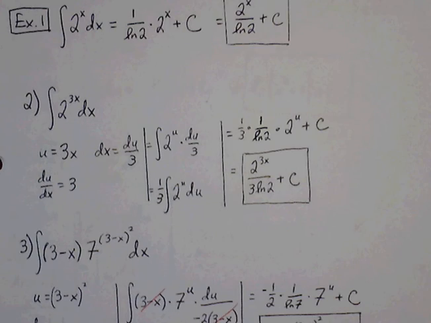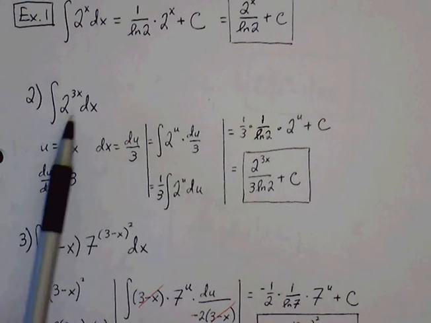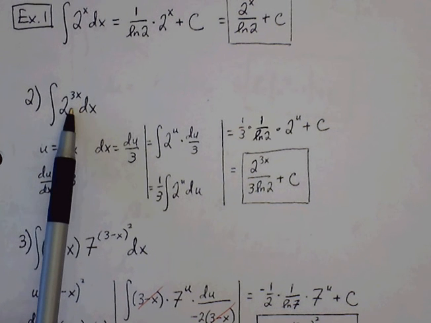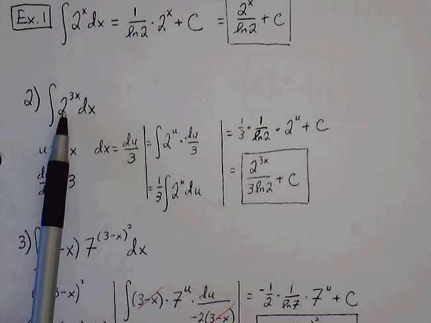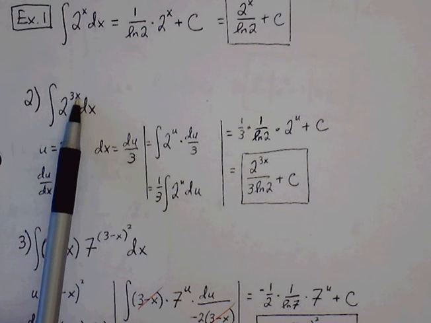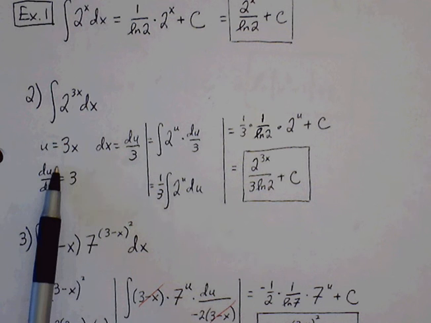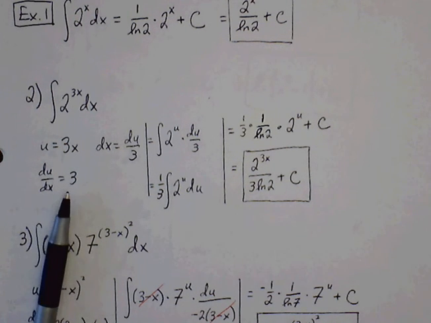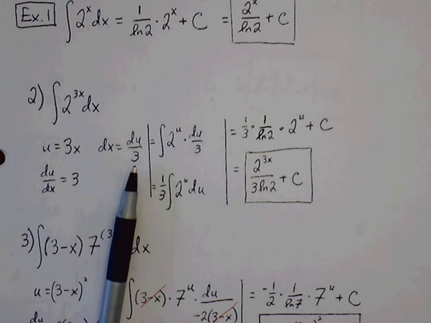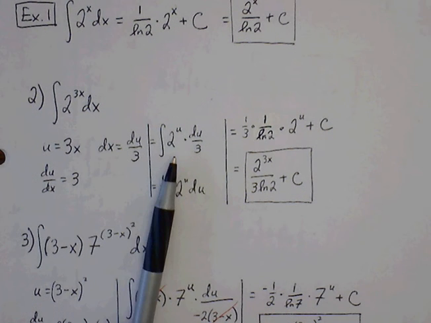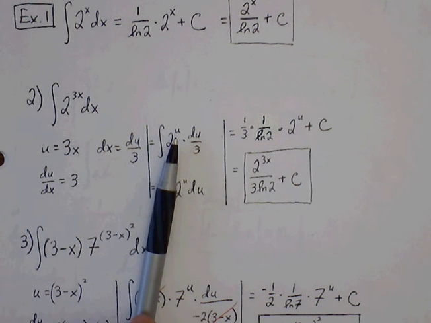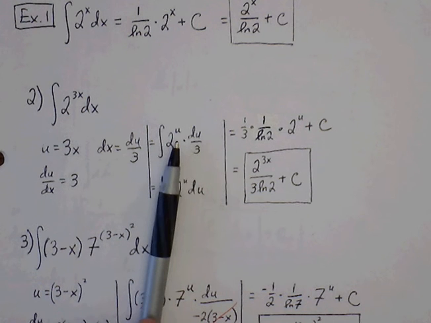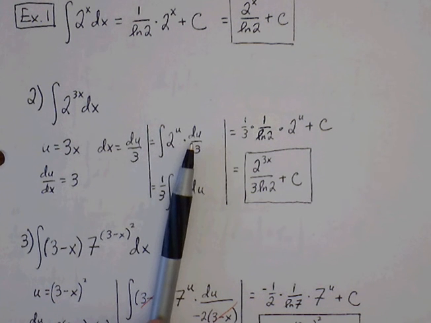All right, number 2, we have something more than just an x as an exponent. So we may have to go through u-substitution here. This is in the form of a to the u. So we have our u value being 3x. Our derivative is simply going to be 3. We solve for dx. dx equals du over 3. We make our substitutions: the integral of 2 to the u times du over 3. So we replace the 3x with u, and replace the dx with du over 3.